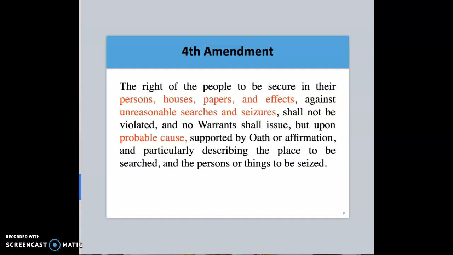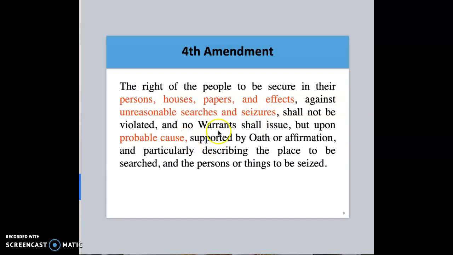I'm not going to read this out to you because you can read it yourself. But it's important to remember the right of the people to be secure in their persons, houses, papers, and effects against unreasonable searches and seizures. All right. So the courts have to interpret what unreasonable means for us. Notice the founding fathers didn't tell us what a reasonable search was. They just said unreasonable. They left it to the courts to decide whether the actions of the government, typically the police, were reasonable or unreasonable.